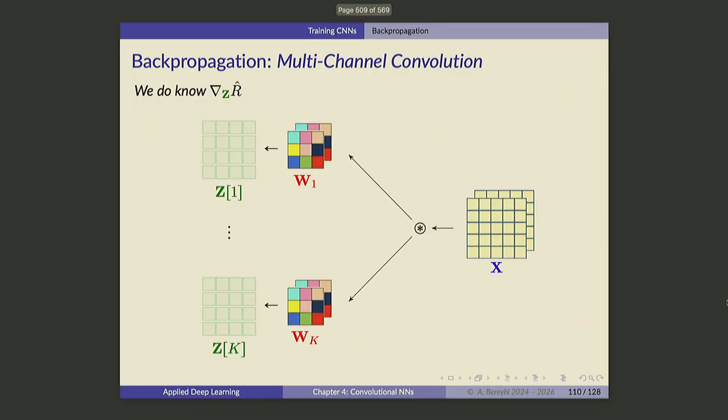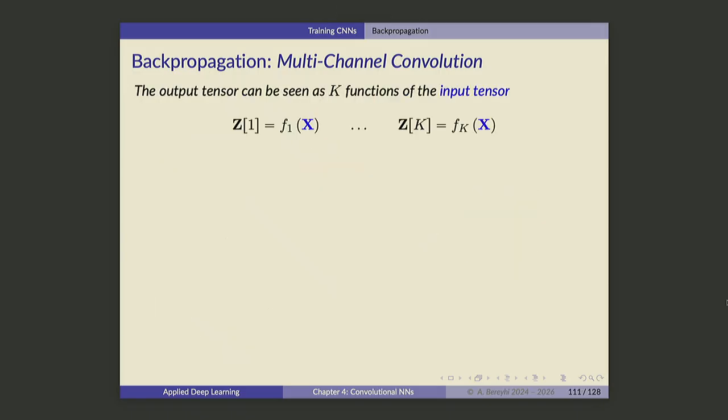Now, if you think about this, I have the gradient of r hat with respect to z, the output of the convolution. And the thing that I want to do is to find out the gradient of r hat with respect to x. Well, this means that I have the gradient with respect to all maps at the output. And I can start writing down things in this form.